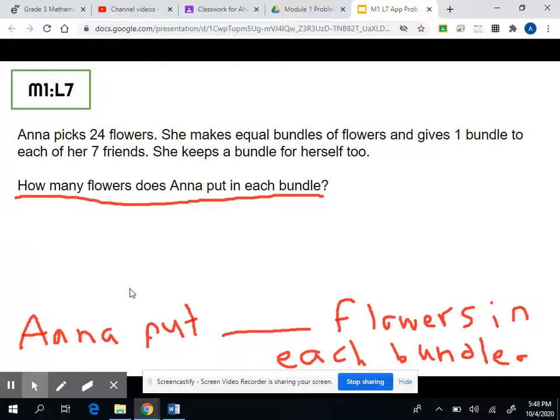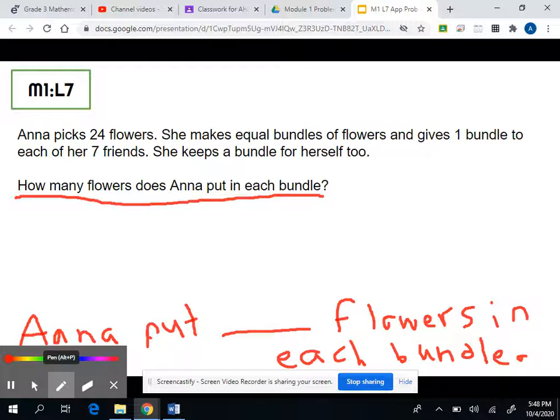All right, so we only went over the question and made a sentence frame together this time, but I'm going to go through the problem again because it's okay to read the problem more than once. In fact, that's what we should do because sometimes you might miss something. Anna picks 24 flowers. She makes equal bundles of flowers and gives one bundle to each of her 7 friends. She keeps a bundle for herself too. How many flowers does Anna put in each bundle?